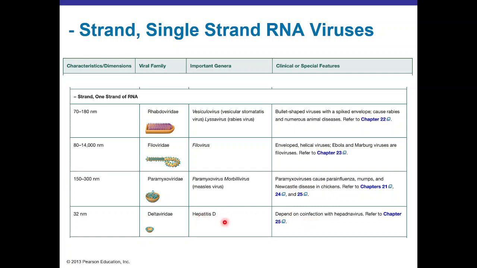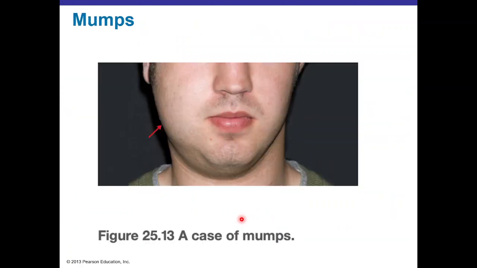Deltaviridae has hepatitis D virus, which is defective. This is a virus that is naked and it requires the envelope from hepatitis B virus to infect the liver. So it co-infects the liver together with hepatitis B. Otherwise, by itself, it cannot cause infections. So this is an example of a case of mumps infecting the parotid glands.